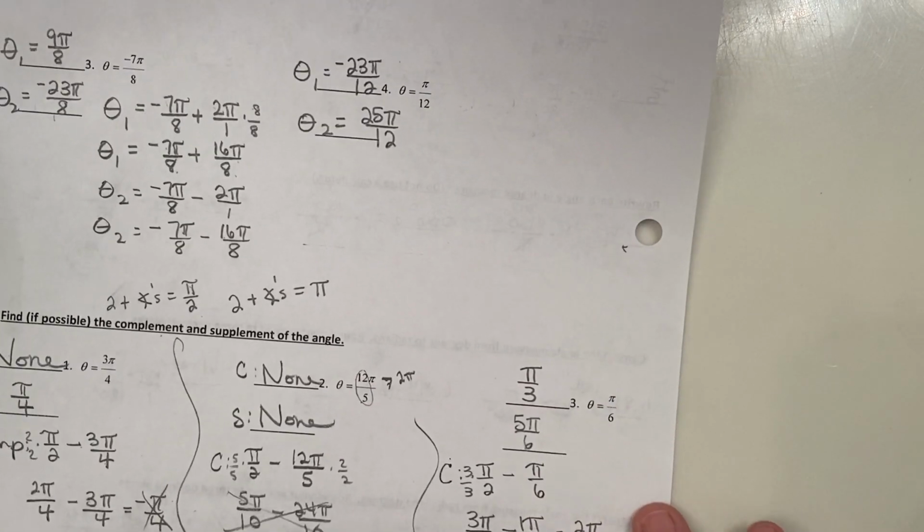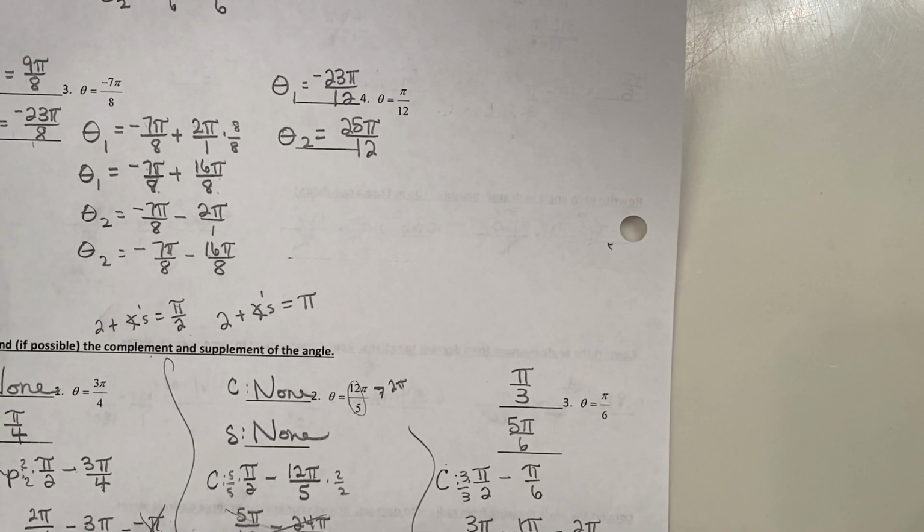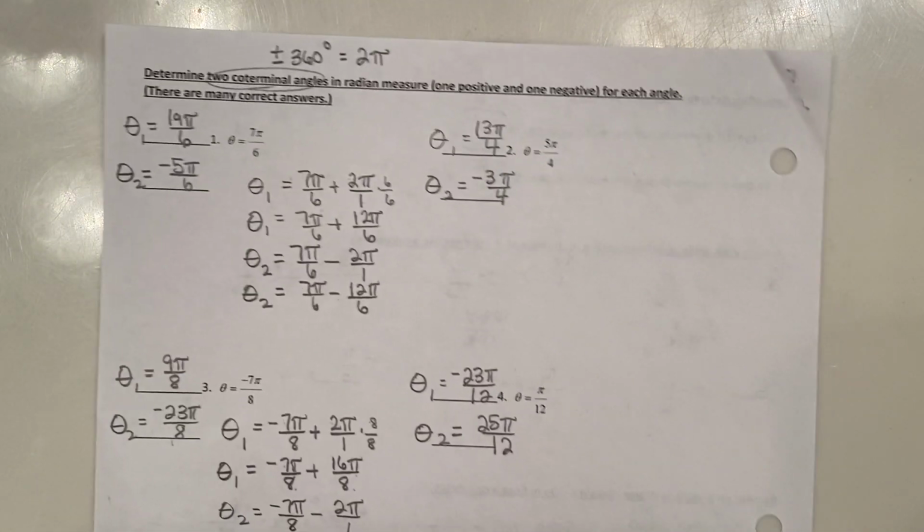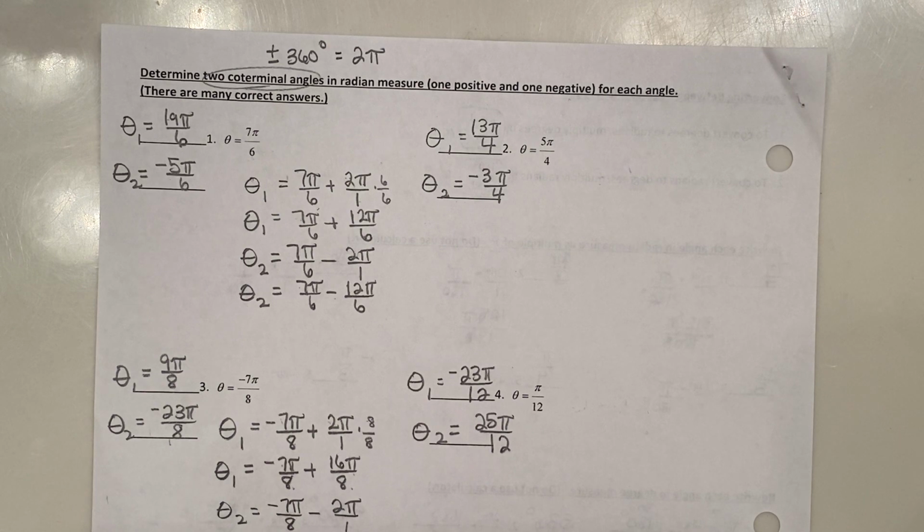All right, so in this lesson, we converted from radians to degrees and vice versa. We revisited the topic of coterminal, supplementary, and complementary angles, but not working with degree measured angles, but working with radian measured angles.